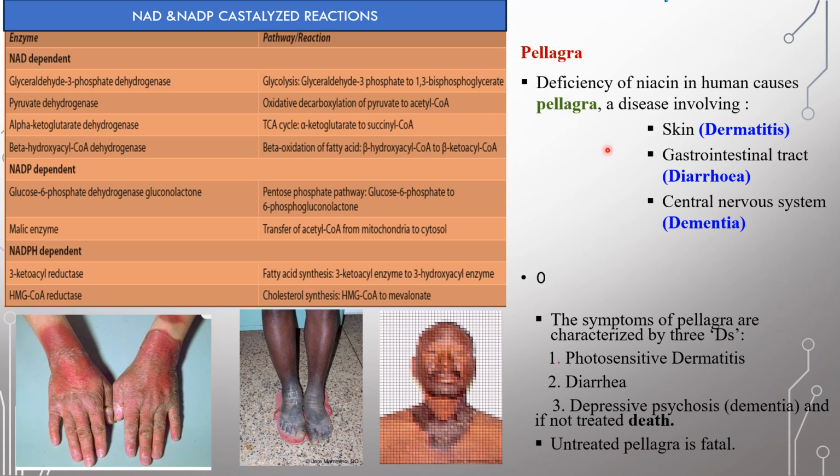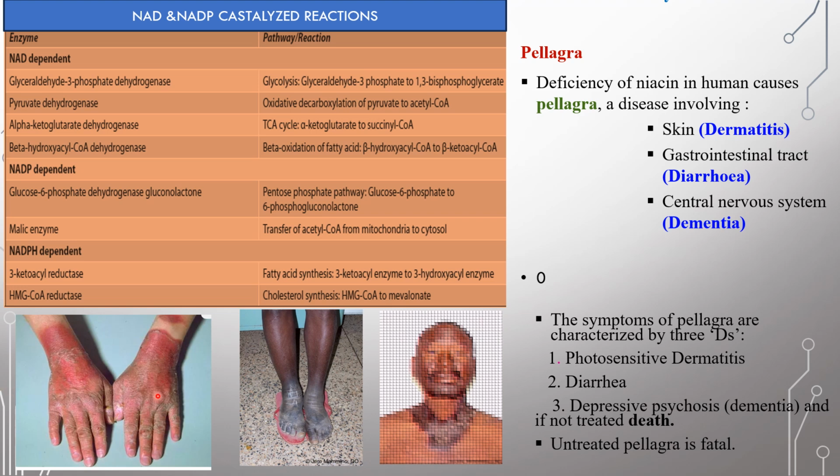Pellagra is a deficiency manifestation of niacin, which is associated with three important Ds. One is dermatitis, second is diarrhea, and third is dementia. So we can see it here as symptoms of pellagra in this pictographic. You can see the skin is mostly affected. The person is suffering from this niacin deficiency.